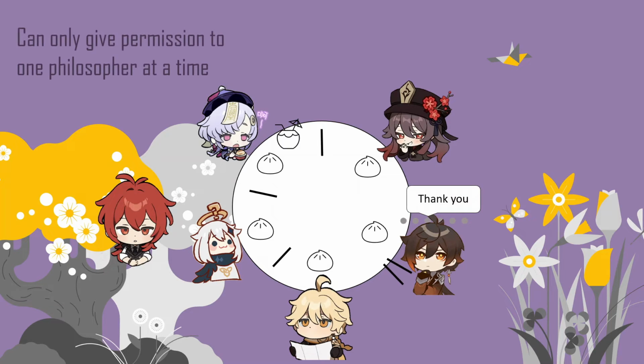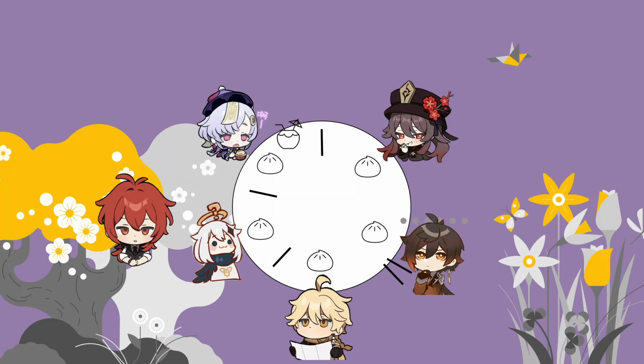The waiter can also only give permission to one philosopher at a time. If a philosopher is eating and another philosopher is requesting to eat, the waiter will deny the request. Only when the eating philosopher has finished eating are the other philosophers allowed to eat.